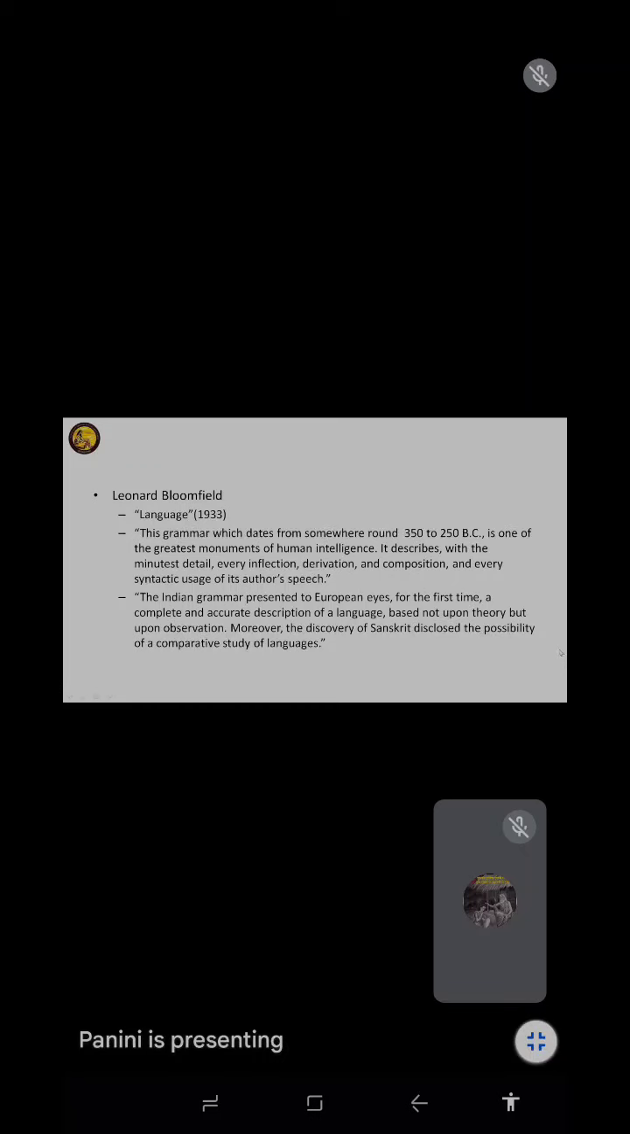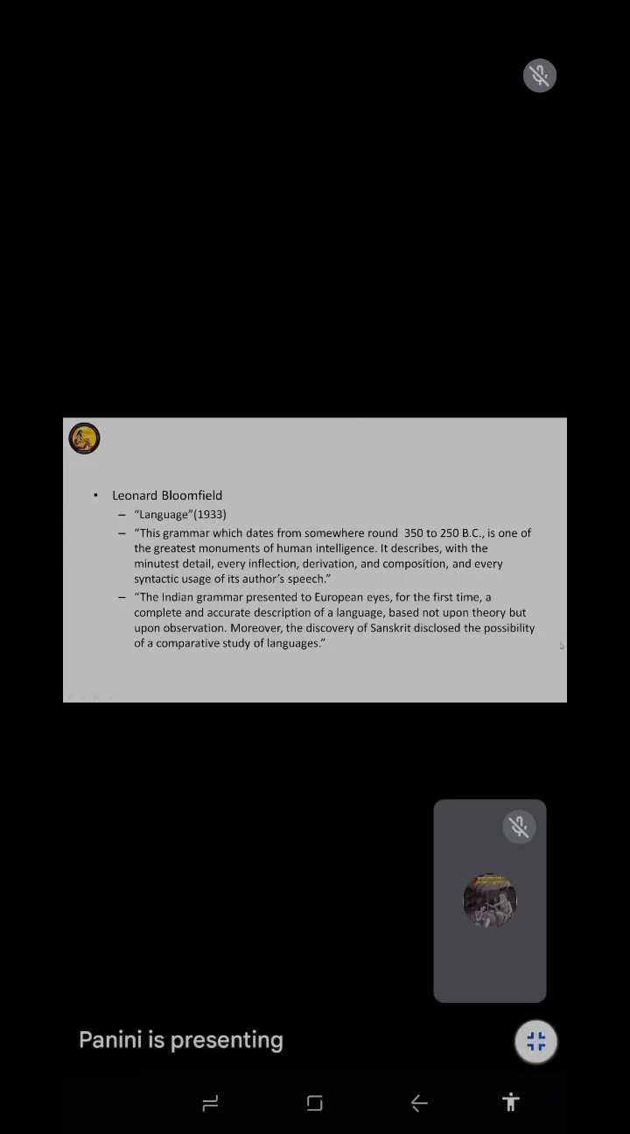Here people sometimes question whether Panini has a theory or not. Some people say Panini had no theory. If you don't have a theory, then why make a code and say that these are the sound system, sounds come from here and there? Otherwise, why tell it? So it is a debatable discussion, what theory means. This was in 1933, and later others made their own statements, but upon observation. Moreover, the discovery of Sanskrit disclosed the possibility of a comparative study of languages.